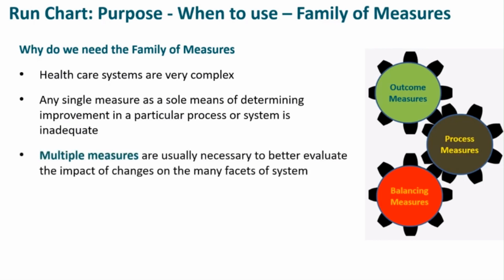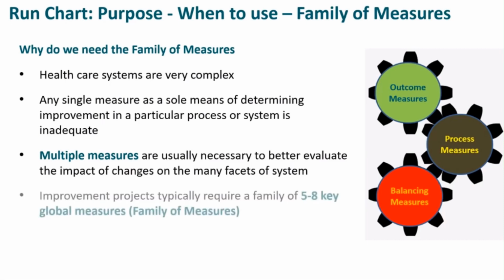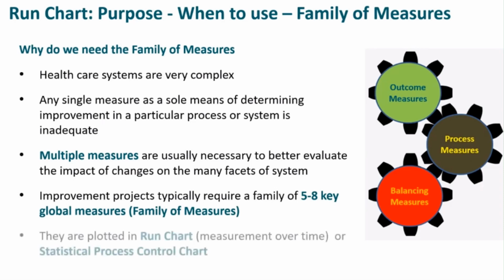They are necessary to better evaluate the impact of changes on the many facets of the system or the process. Improvement projects typically require a family of measures of, say, 5 to 8 key global measures. And these measures are plotted using either a run chart or a statistical process control chart.